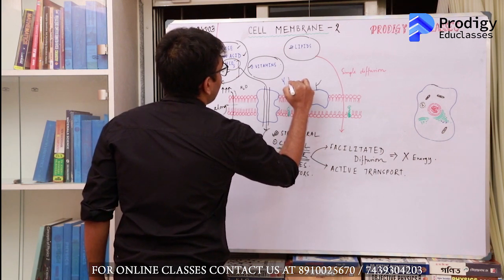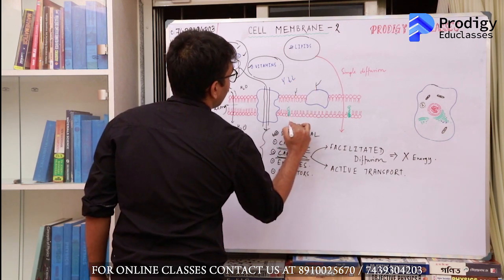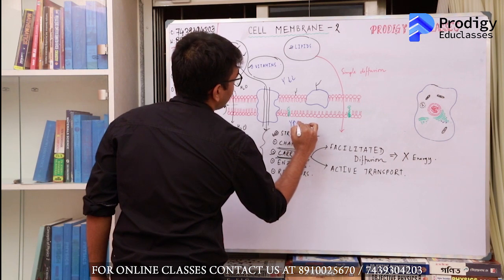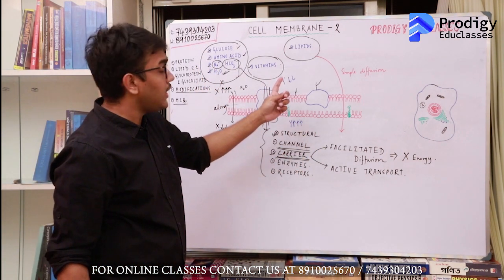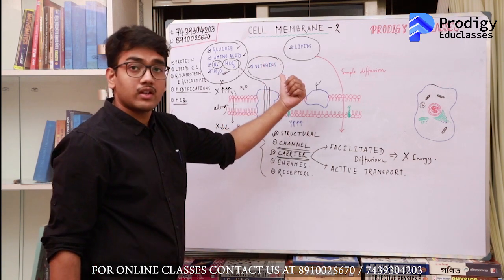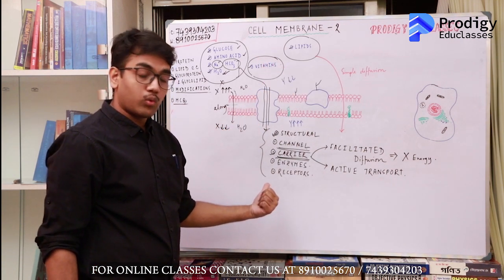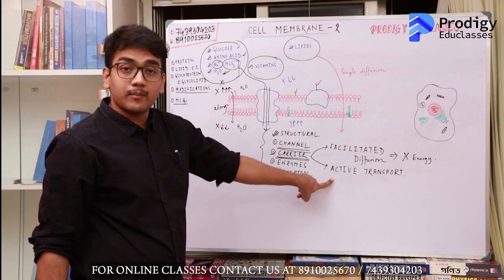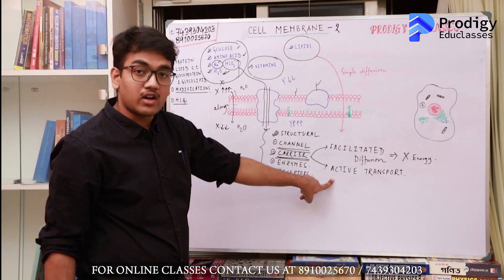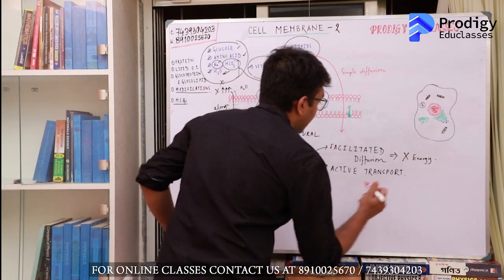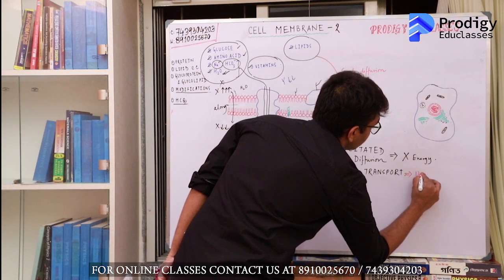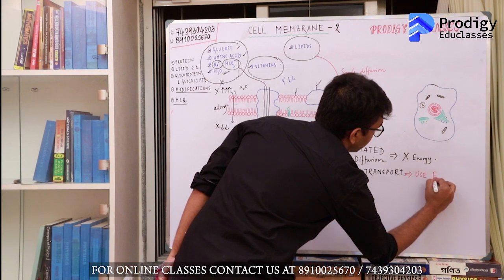which will be less on the outside and more on the inside. But still, Y being an essential substance, you will need to transfer Y from outside the cell to the inside. What do you do then? Then comes the necessity of active transport. Active transport uses energy.